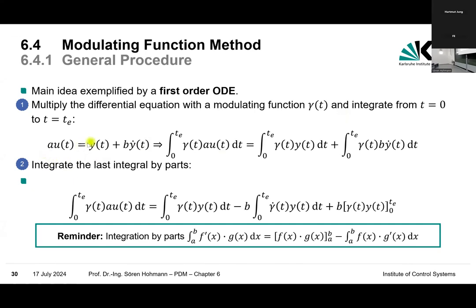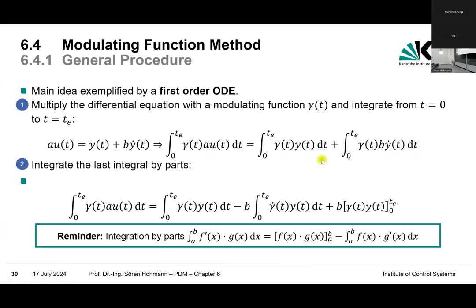So again, we start with somehow an ODE, which is given: a u of t is equal to y of t plus b u dot of t. And now what we're doing, we multiply this equation with gamma. I talk about the gamma a little bit later, and then we integrate in the interval 0 to T. Now what happens? We get gamma u, gamma y, and gamma y dot, and b, and all the parameters.